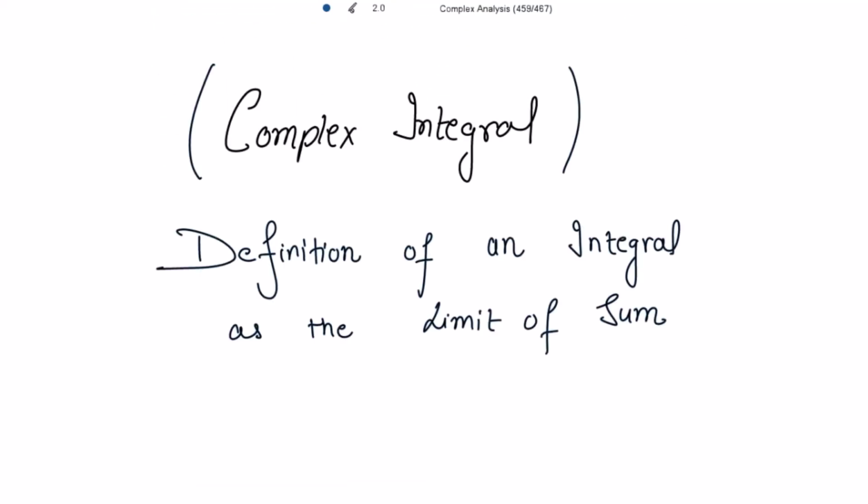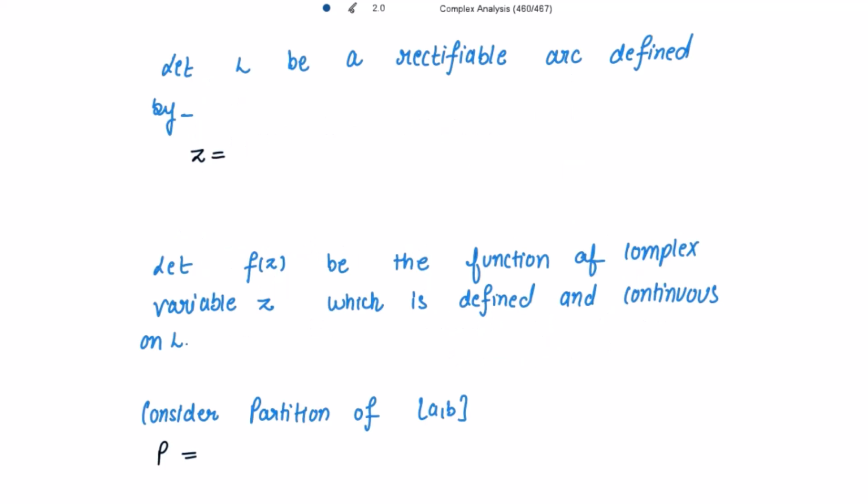Starting with the complex integral, with the definition of an integral as the limit of a sum. Let L be any rectifiable arc defined by z equal to z(t), where z depends upon the point t. So this is equal to x(t) plus iota y(t), where t belongs to the closed interval [a, b].